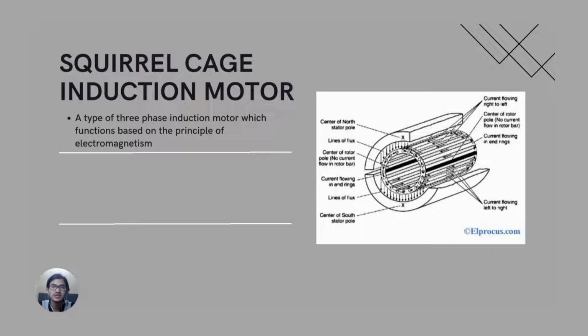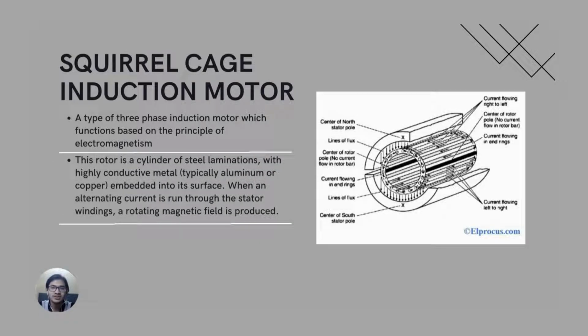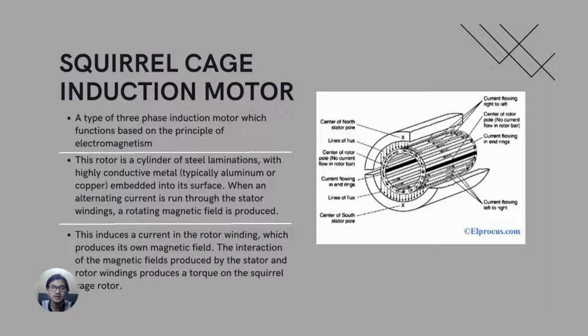The name squirrel cage is inspired by the cylindrical shape of the rotor used in this induction motor. This rotor is a cylinder of steel lamination with highly conductive metal, typically aluminium or copper, embedded into its surface. When an alternating current is run through the stator winding, a rotating magnetic field is produced. This induces current in the rotor winding, which produces its own magnetic field. The interaction of the magnetic fields produced by the stator and rotor windings produces a torque on the squirrel cage rotor.